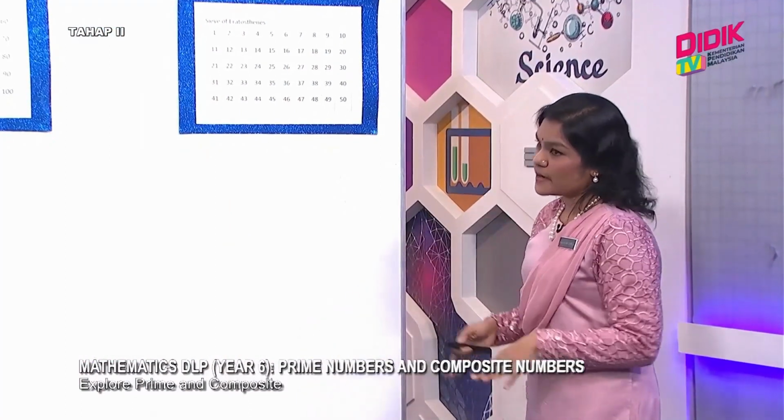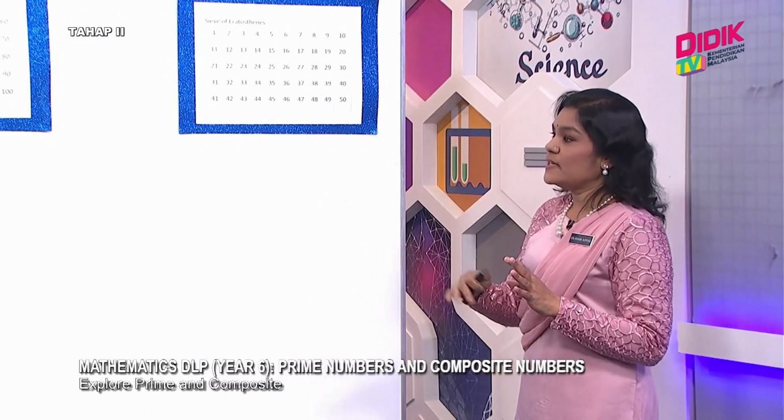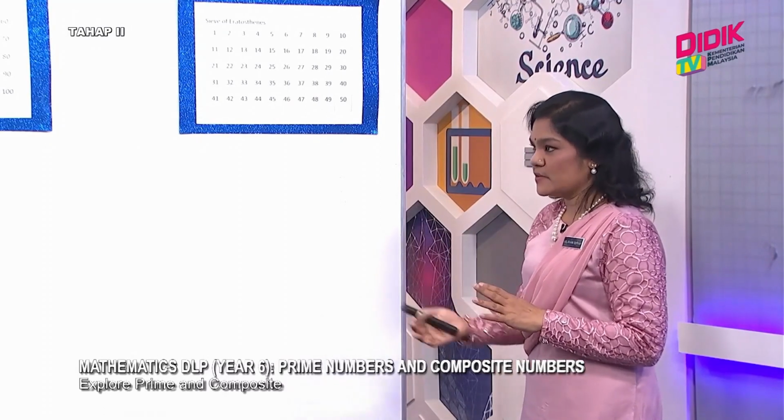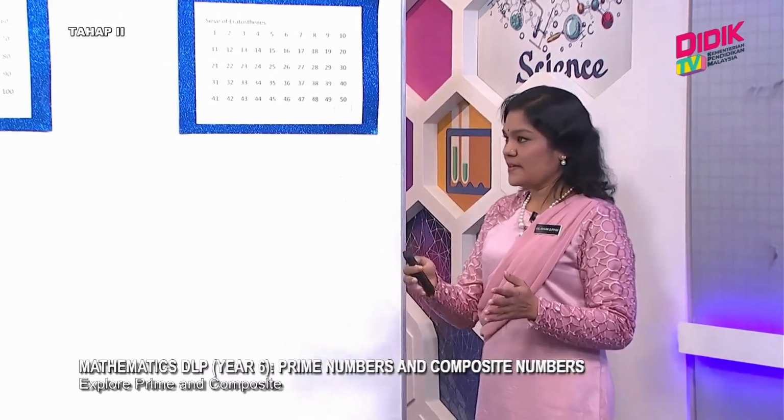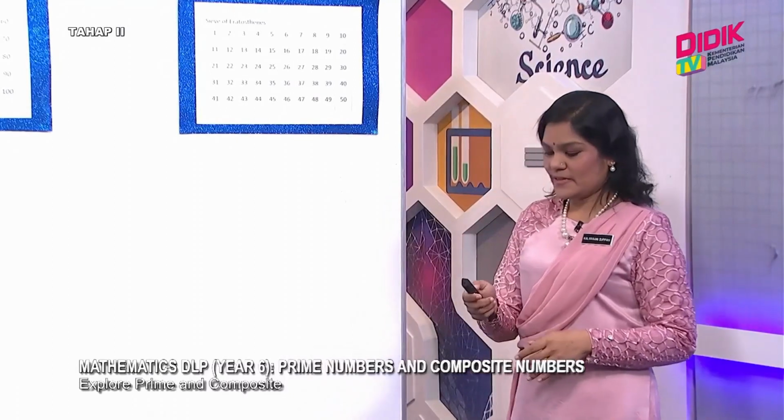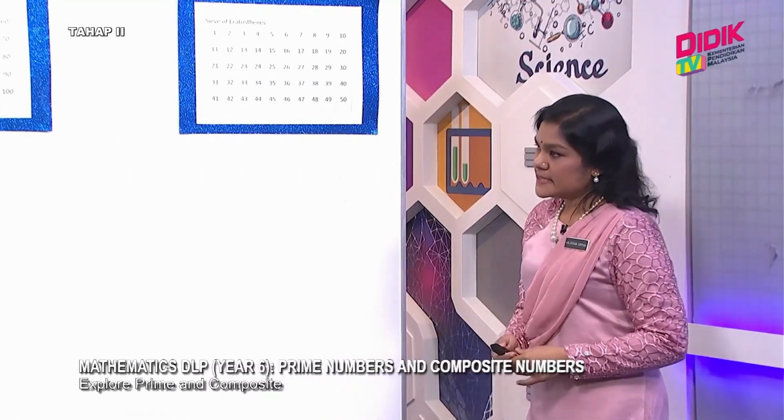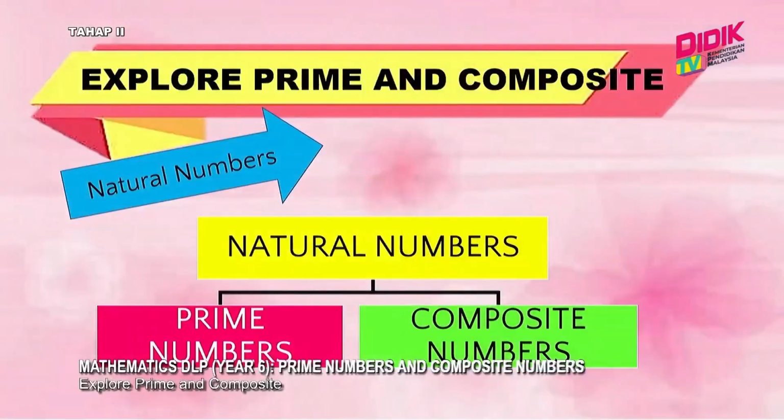Why do I ask about odd numbers and even numbers? Because when we come to prime and composite, you will learn that odd and even also matter. Shall we explore? Yes, let's explore, Teacher. Okay, so numbers, Chris, can be divided into 2, okay?